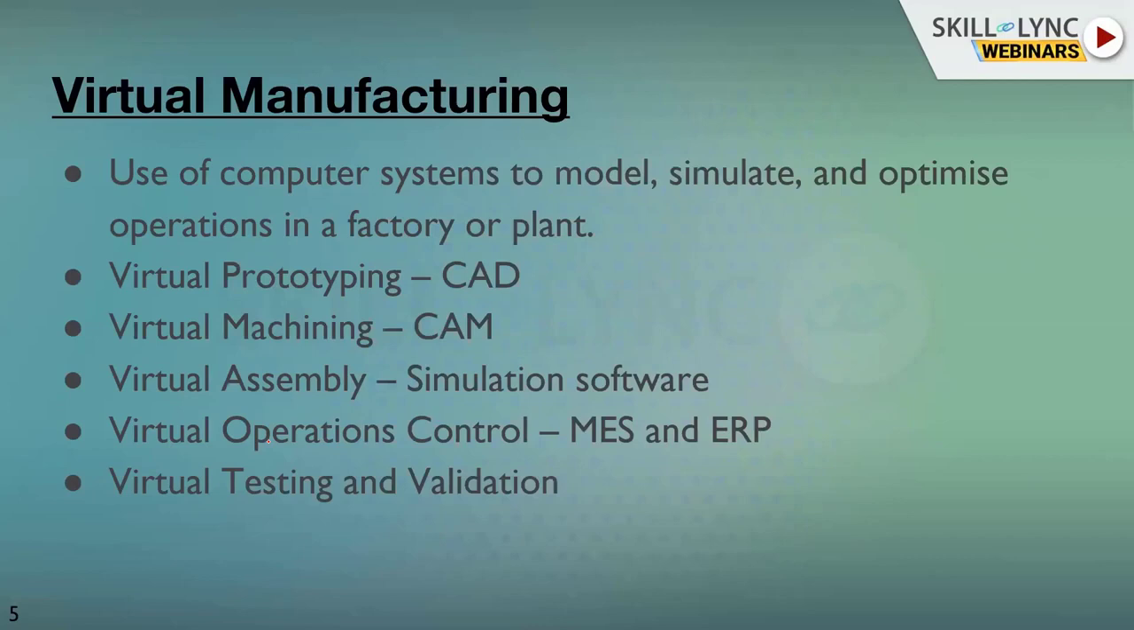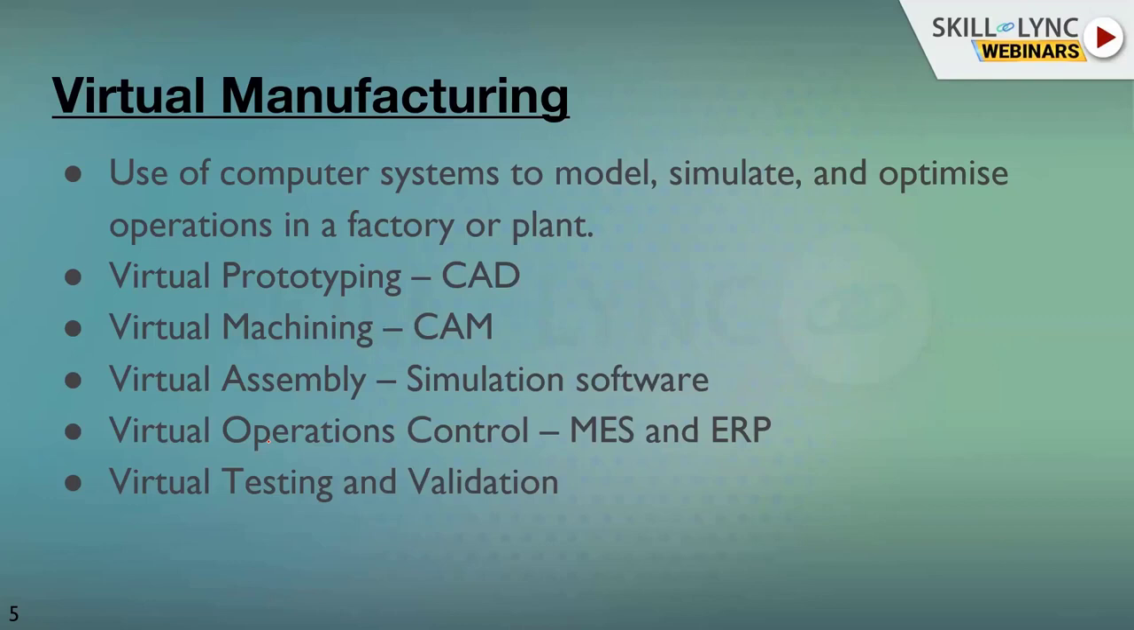In simple terms, we can define virtual manufacturing as the use of computer systems to model, simulate, and optimize operations in a factory or plant. I'm going to repeat that. It is the use of computer systems to model, simulate, and optimize the operations in a factory or plant. So you'll be able to create virtual models. It could be CAD, and then you will be able to simulate it. Simulate it means to move it, or different kinds of simulations are there.